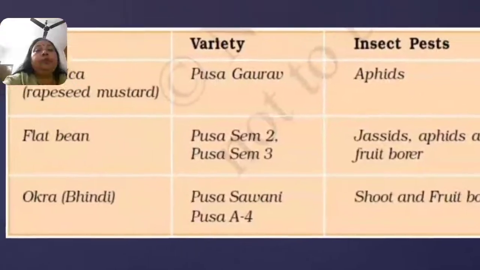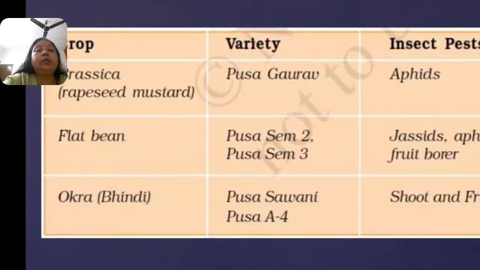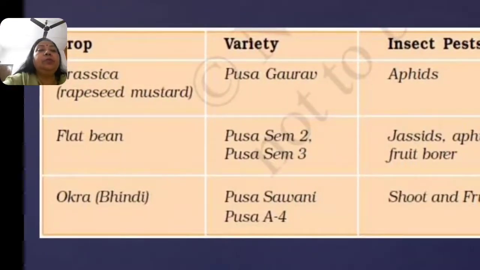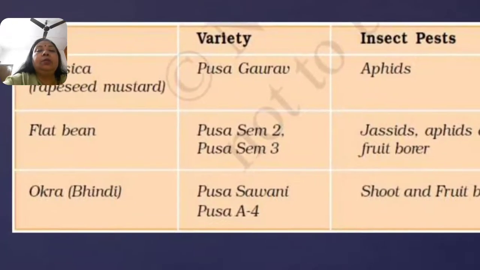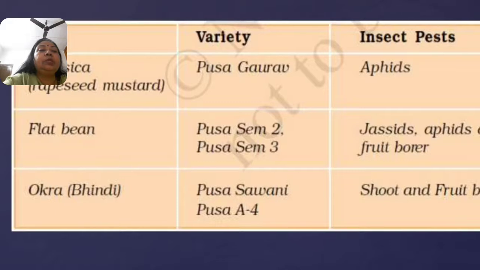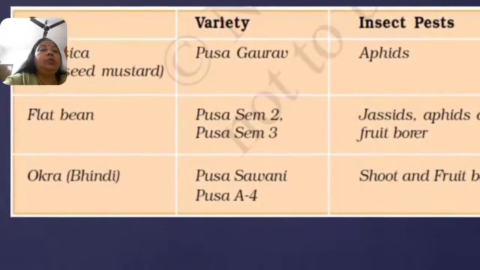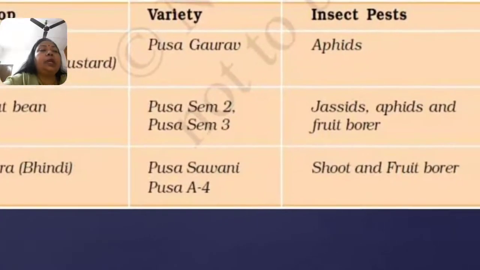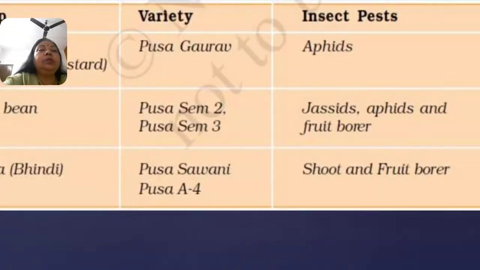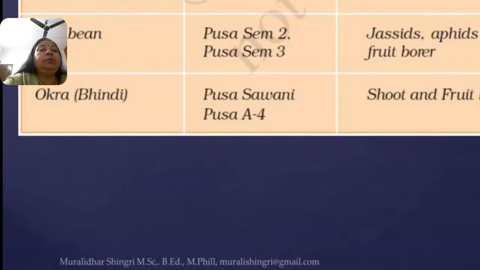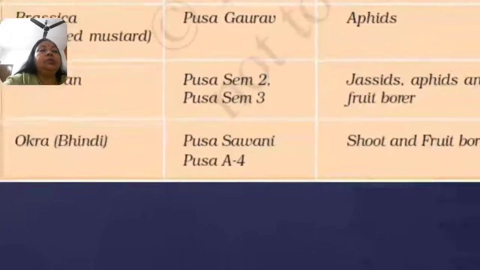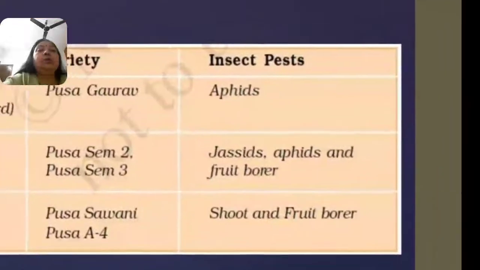A few crops like Brassica, the rapeseed mustard, Pusa Gaurav, are resistant to the aphid insect. Then flat bean, Pusa Sem 2 and Pusa Sem 3, resistant to jassids, aphids and fruit borer. These are the insects and pests that may be controlled by these. And okra or the bhindi, Pusa Sawani and Pusa A4, resistant to shoot and fruit borer pest.